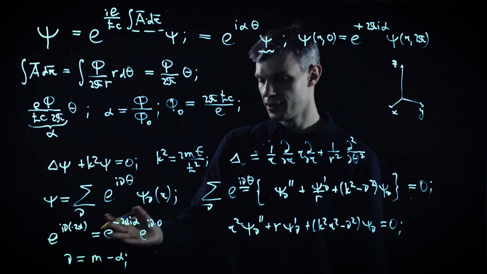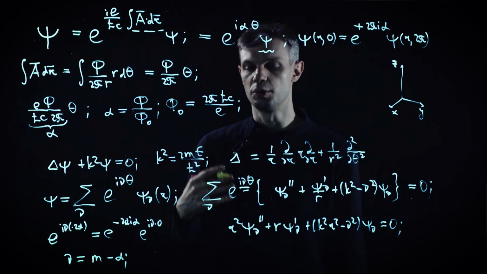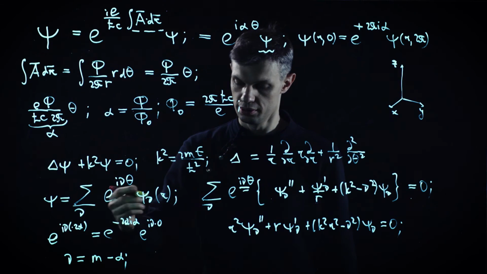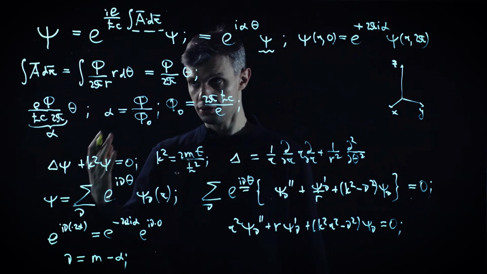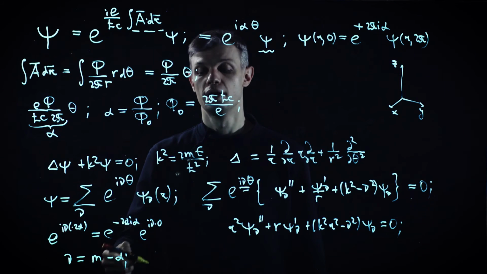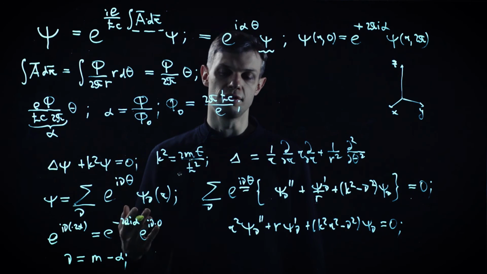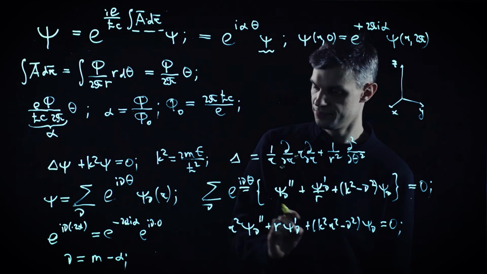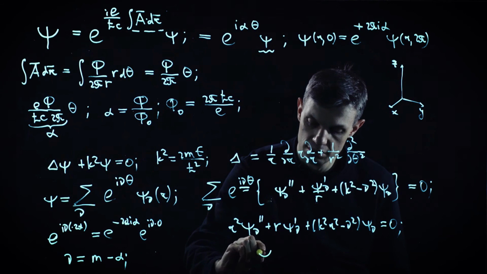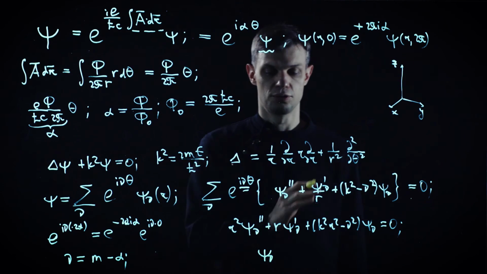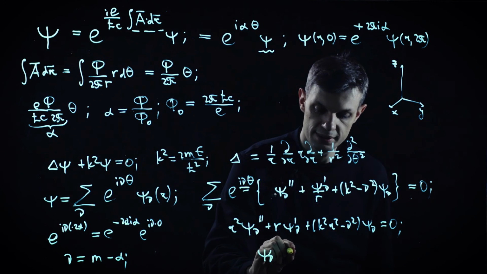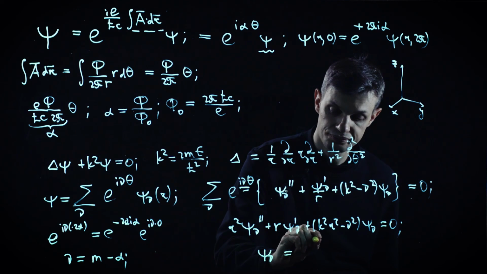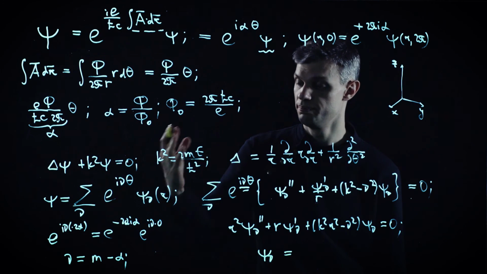So this is slightly unusual. In most cases, when we require the single-valuedness of our wave function, nu are integers, and this leads to the quantization of momentum of the particle. Here, the situation is slightly different. And the solution of our radial Schrödinger equation is simply a combination of two Bessel functions.